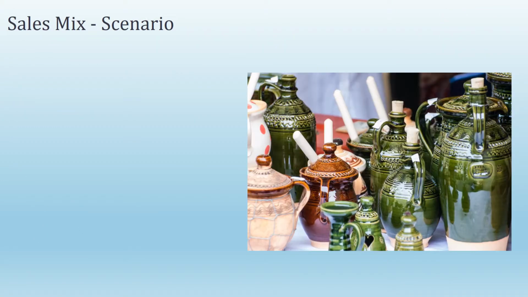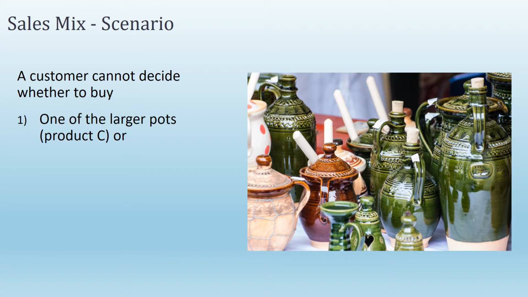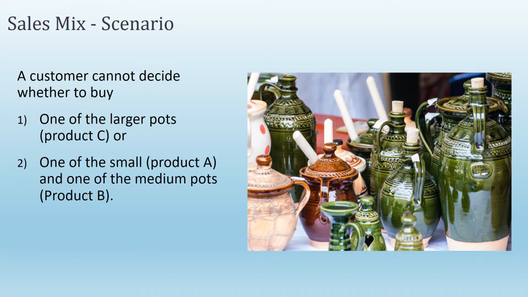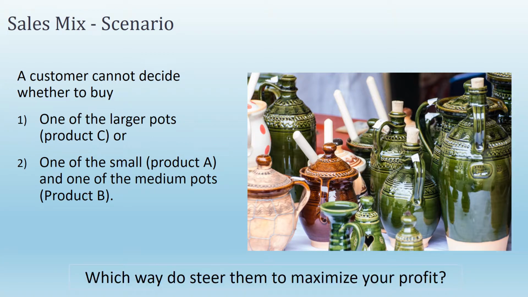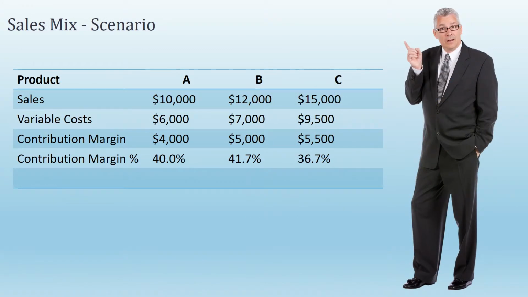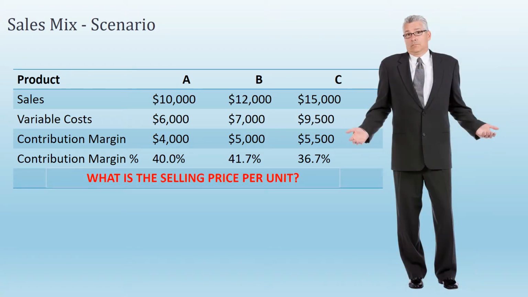Now let's turn our attention to sales mix. Here's the scenario. A customer can't decide whether to buy one of the larger pots, which is product C, or one of the smaller pots, which is product A, and one of the medium pots, which will be product B. Which way do you steer them to maximize your profit? Well, to be honest, to answer this question, we need one more piece of information. That piece of information is, what is the selling price per unit?